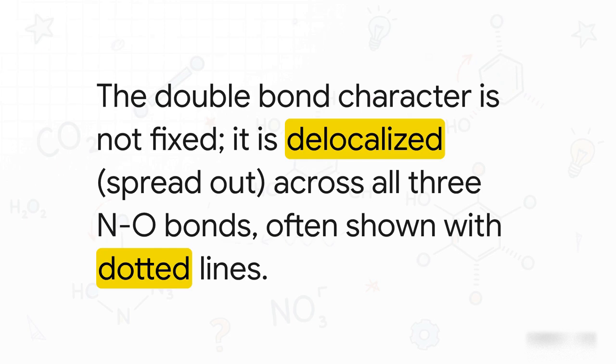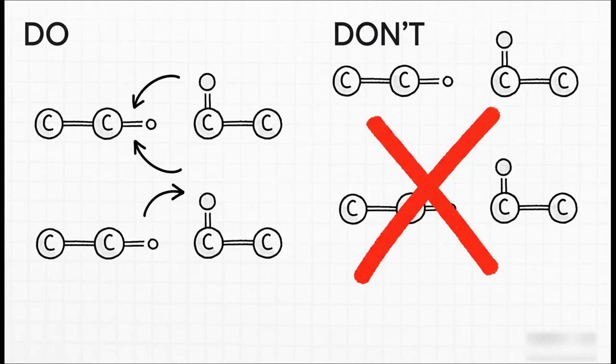Now, there are some strict rules for what counts as a valid resonance structure, and this is absolutely key, so listen up. The atoms themselves never move. You can't change the skeleton. All you're allowed to do is move electrons around. Specifically, you can push lone pairs into bonds and bonds back into lone pairs.